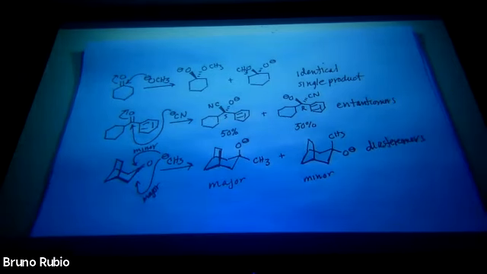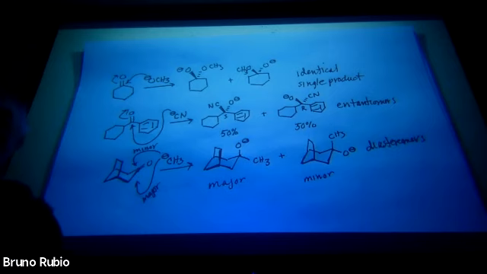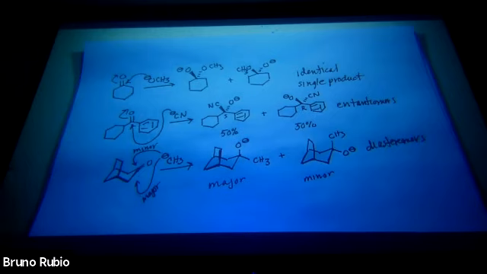Okay, so these are just some examples of an application of the Bürgi-Dunitz trajectory and what we mean by that term. Okay, so now we know how nucleophiles attack the carbonyl carbons.